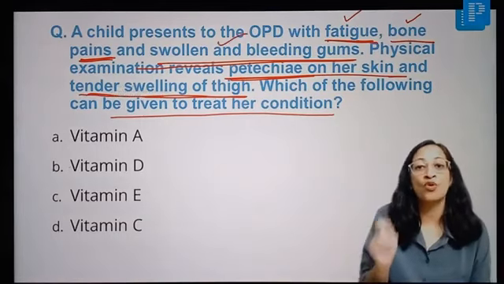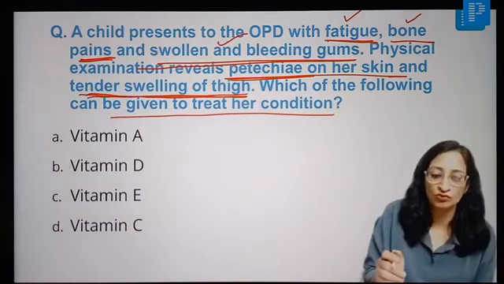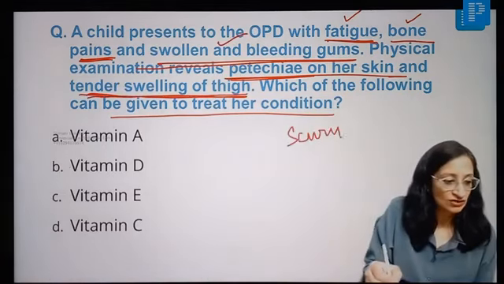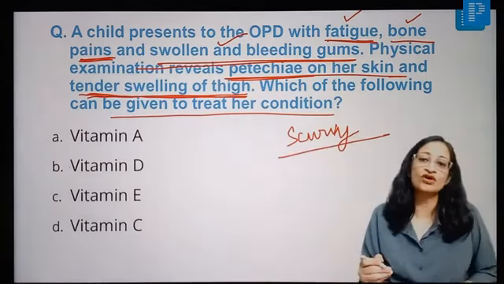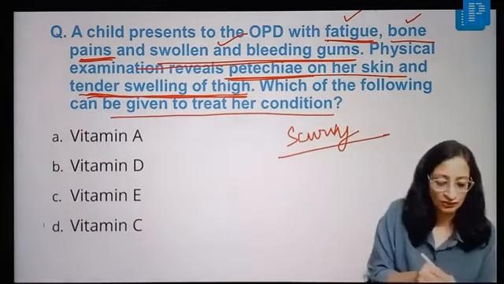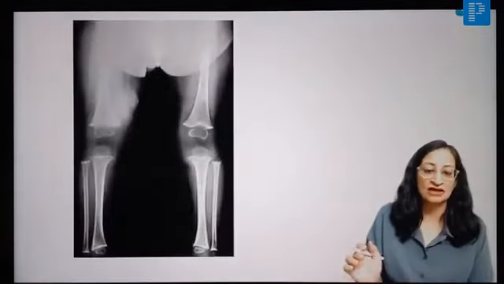So gum bleeding, bone pain, and swelling of the thigh could be due to this painful subperiosteal hemorrhage involving the long bones. Okay, so this is a case scenario where we are going to suspect scurvy, especially if a predominantly cow milk fed baby is there. So of course, scurvy is vitamin C deficiency. So what will you give for treatment? We'll give vitamin C, not A, D, E, right? Okay. Now this is the typical X-ray finding that you get in scurvy.